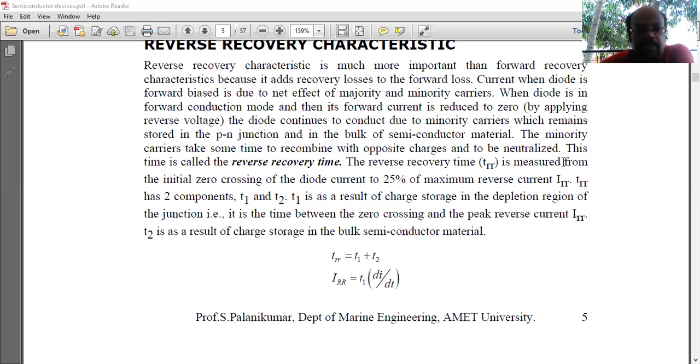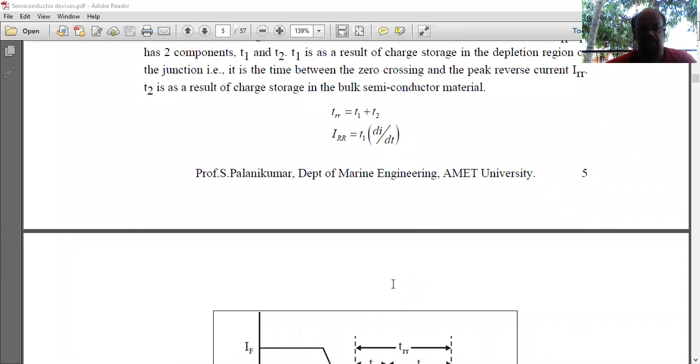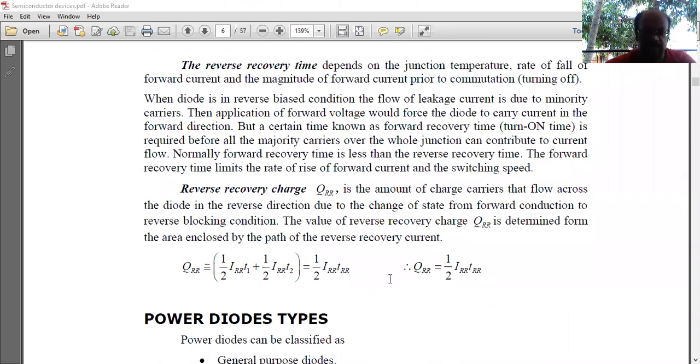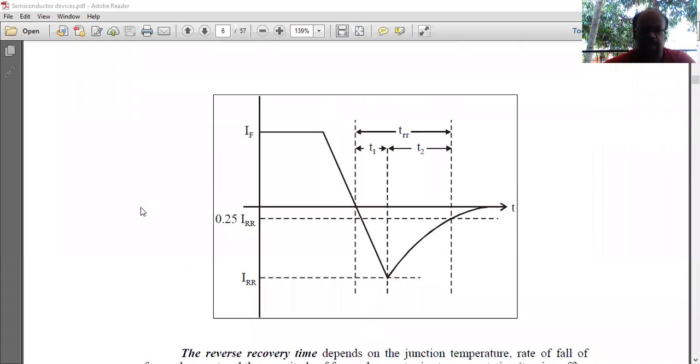The reverse recovery time is measured from the initial zero crossing of the diode current to 25 percent of the maximum reverse current. To identify the reverse recovery current, you may ask what the T1 is and the rate at which current is changing. If you know T1, multiply it by the rate of change of current, the di/dt of the particular current waveform, and we can identify the reverse recovery current. This is what we have to explain when asked about the reverse recovery current.